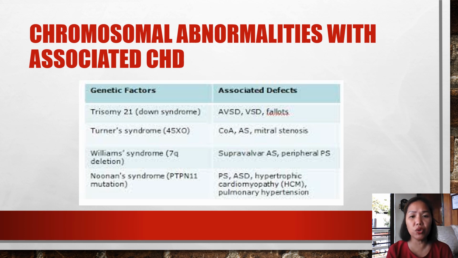This table shows chromosomal abnormalities associated with congenital heart disease. The more common one is trisomy 21, or Down syndrome. This is associated with complete atrioventricular septal defect.